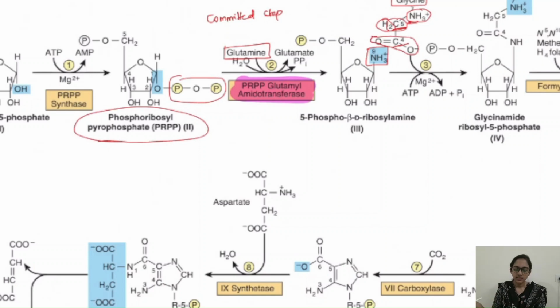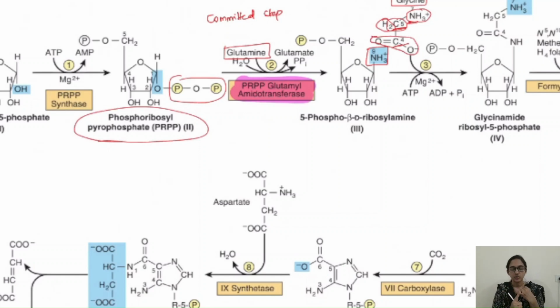So in purine synthesis, the committed step is going to be PRPP glutamyl amidotransferase, because PRPP as such can enter into pyrimidine synthesis or histidine synthesis, like that. So here PRPP glutamyl amidotransferase is going to be the committed step of this de novo purine synthesis.